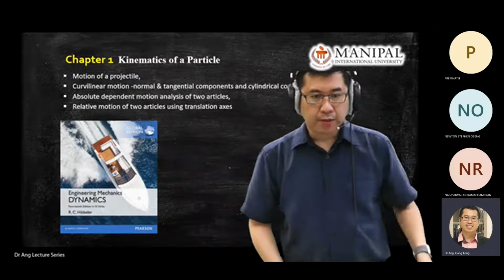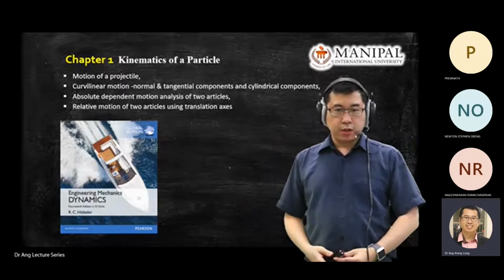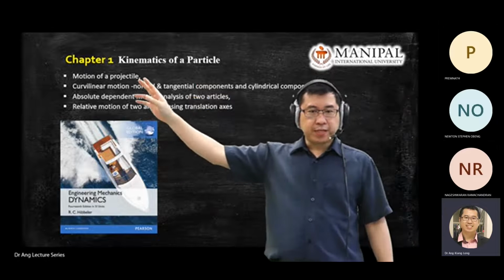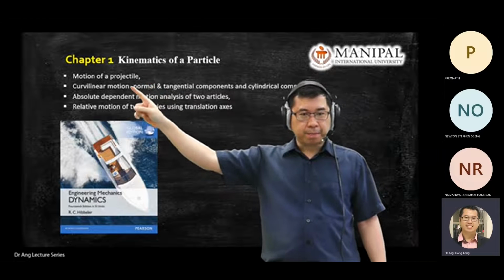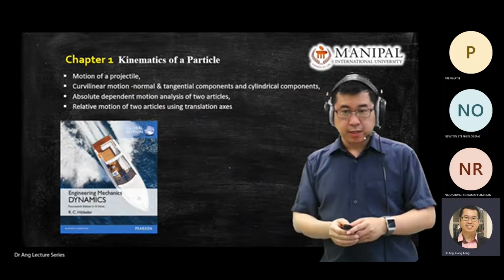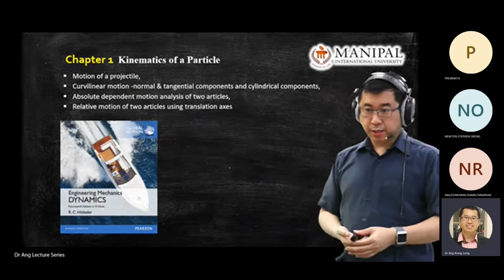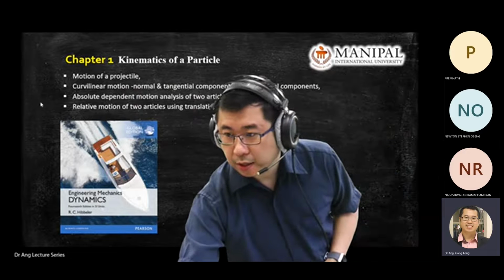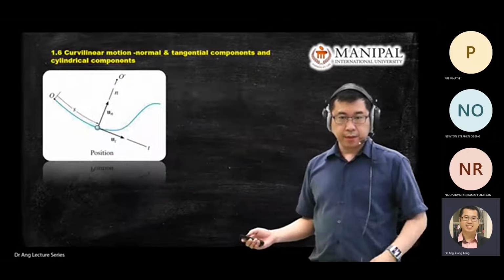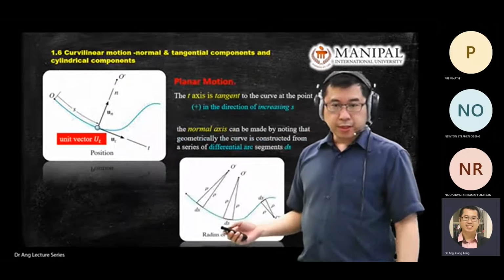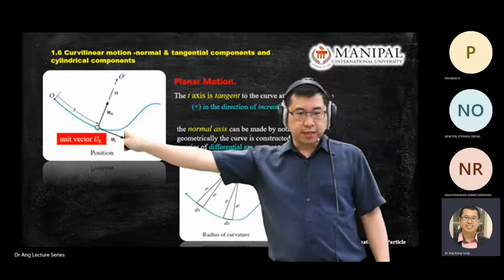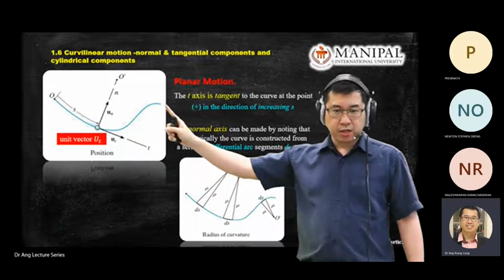Okay, now we will continue to talk about kinematics of particles. In the previous class we talked about collinear motion in a 2D component, right? Let's recap some of the important concepts. So we talk about planar motion. We talk about when particles move in curvilinear motion.